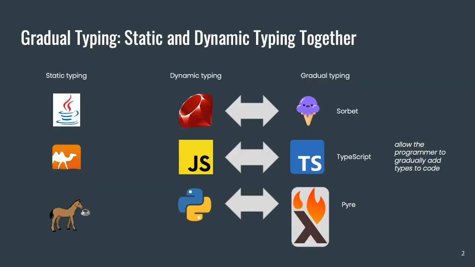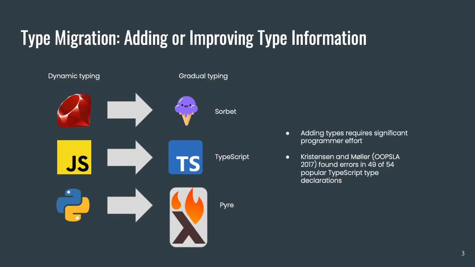In the past, programmers have had to choose between statically and dynamically typed languages. However, in the last couple of years, gradual typing has seen an increase in popularity, which allows programmers to mix statically typed and dynamically typed code in the same program. A number of dynamic languages have gradual type systems for them.